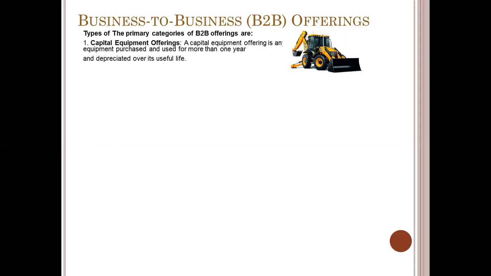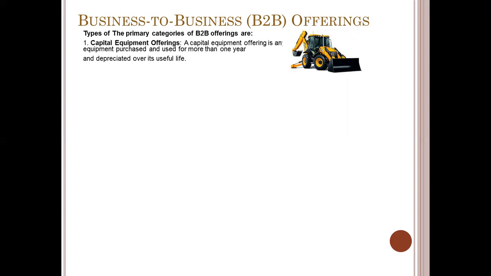A capital equipment offering is equipment purchased and used more than 1 year and depreciated over its useful life. Machinery used in a manufacturing facility, for example, would be considered capital equipment. Professionals who market capital equipment often have to direct their communications to many people within the firms to which they are selling because the buying decisions related to the products can be rather complex and involve many departments. From a marketing standpoint, deciding who should get what messages and how to influence the sale can be very challenging. So this is an example.